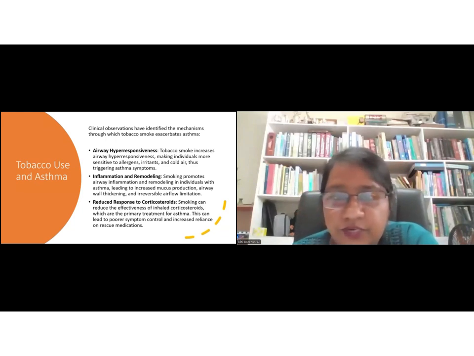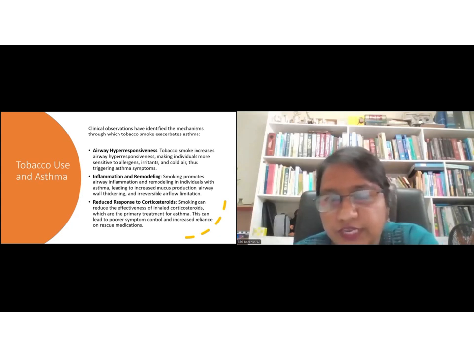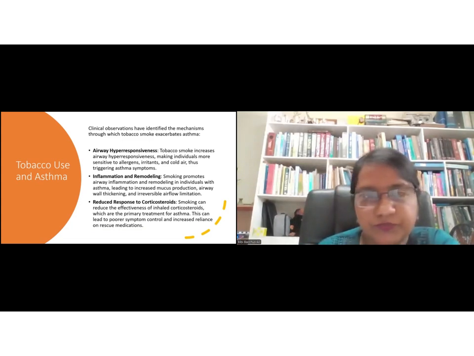Inflammation and remodeling. Smoking promotes airway inflammation and remodeling in individuals with asthma, leading to increased mucus production, airway wall thickening, and irreversible airflow limitation. And also, you have reduced response to corticosteroid because you're smoking and using the medication, or the asthma has worsened where you have remodeling, and so you're not getting that response to your corticosteroid as you normally would.